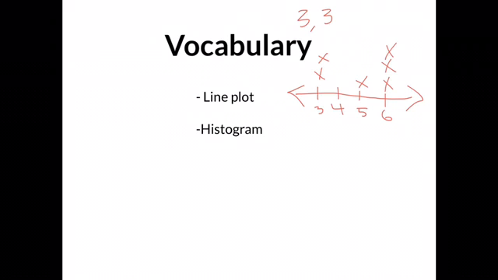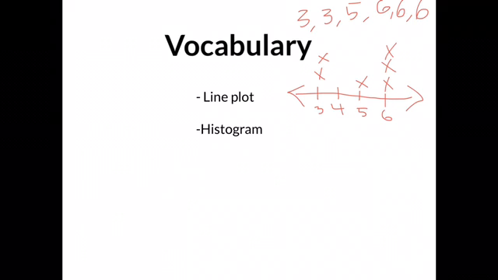And then there's no X's above our 4, so there would be no 4s. And then there would be 1 5 because there's 1 X above our 5. And then there would be 3 6s because it shows that there's 3 X's above our 6. So that's just one way to show our data.